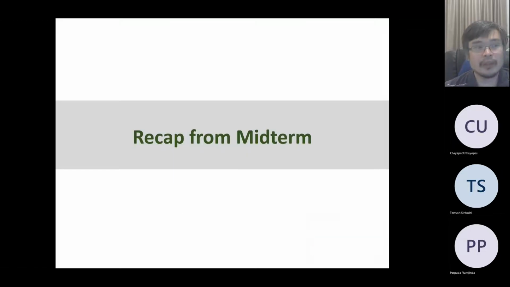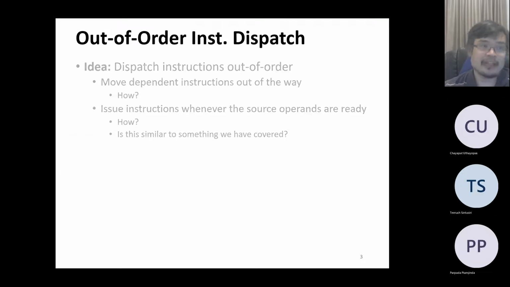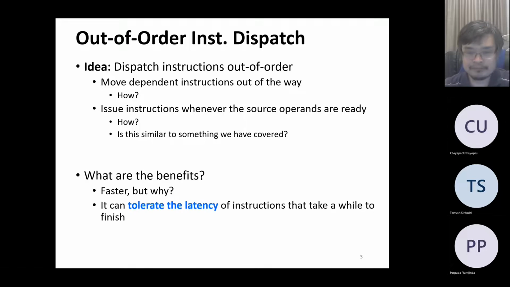So a quick recap on midterm. We talked about out of order instruction dispatch, right? You have out of order scheduling where we would move dependent instructions out of the way and you issue instructions further ahead of time, right? And we use a bunch of structures to support that, like a future file and the architectural register file, right? So the benefit is it's faster. It can tolerate the latency of instructions that can take a while to finish.